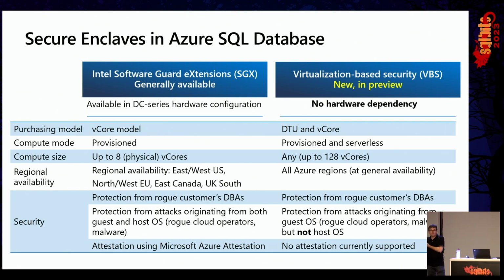The advantage of VBS enclaves is that they have no hardware dependency at all, which allows us to make them available in all database SKUs, right? So you can use them in both purchasing models, DTU and vCore. You can use them with serverless databases. With SGX, it's not possible. And you can use them with any compute size, even with newly released 128 vCore databases if you want. And they are already supported in nearly all the Azure regions, except I think 4 or 5 at the moment, but there will be all of them by the GA.